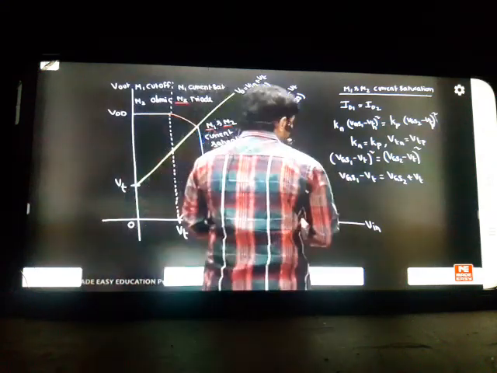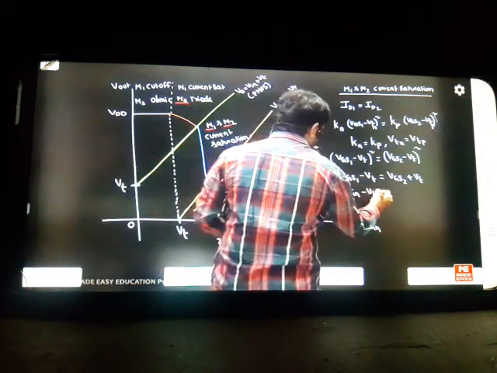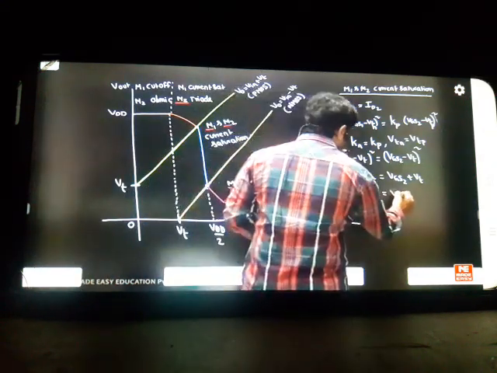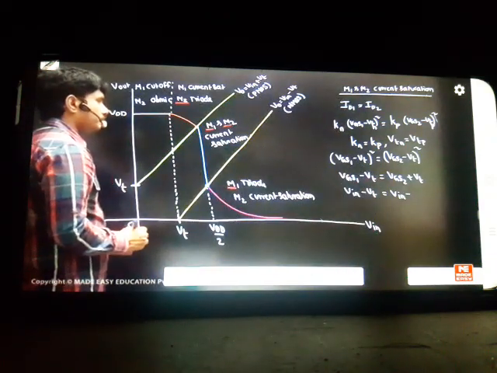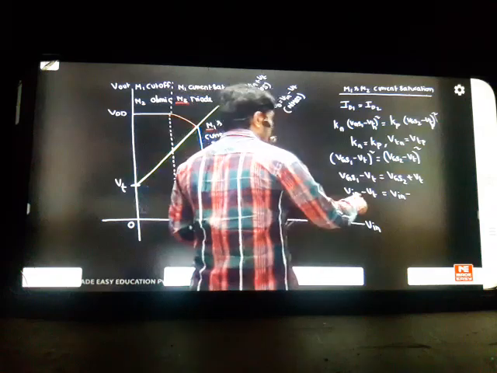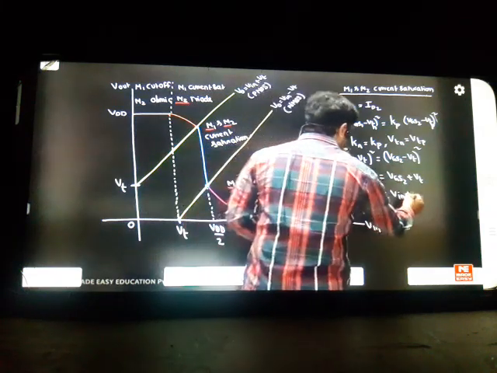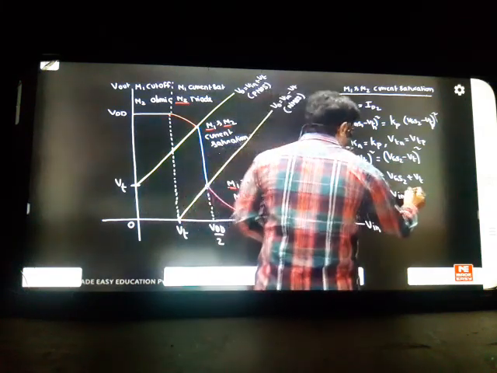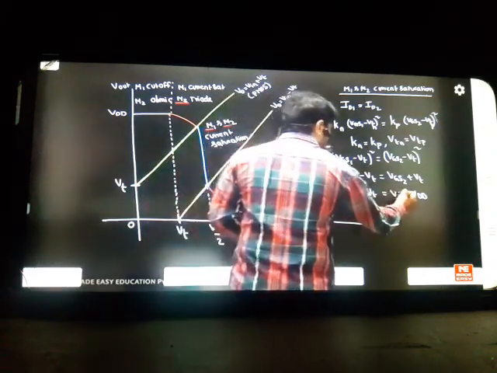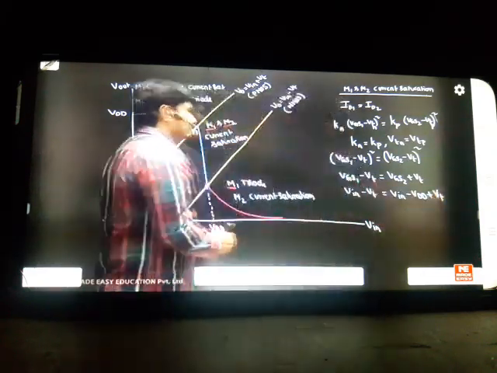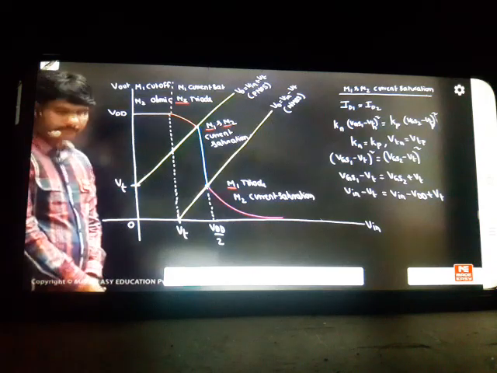So VGS1 we can write as VIN minus VT is equal to VGS2, which is VIN minus VDD, plus VT we got, correct? VGS2 plus VT. This will become VIN minus VDD plus VT. Correct?